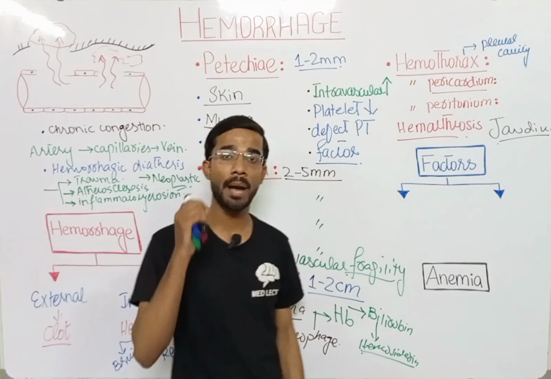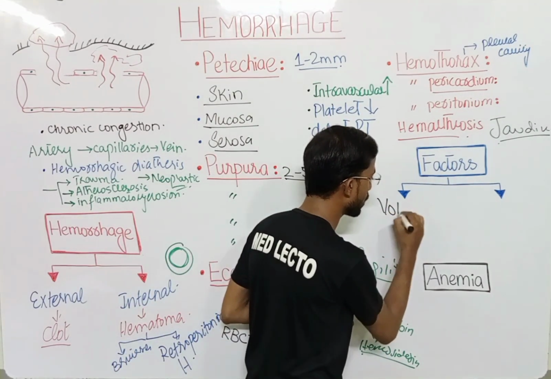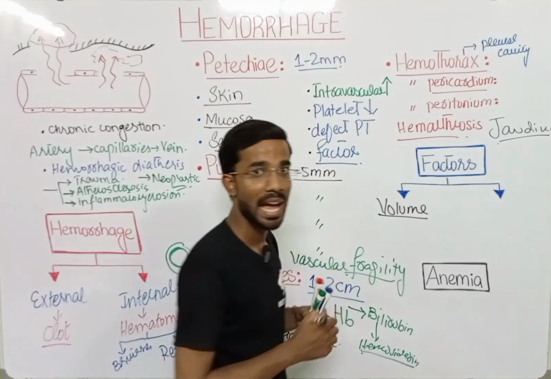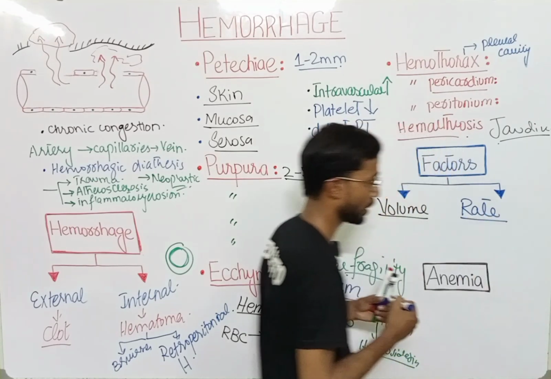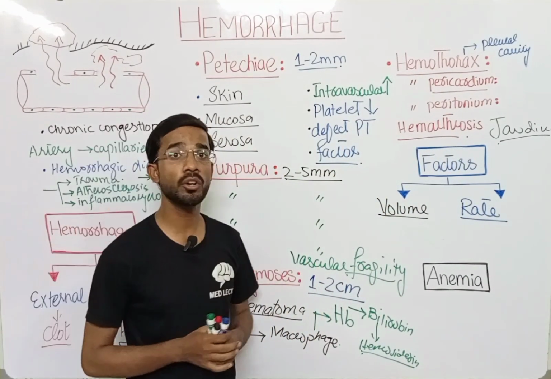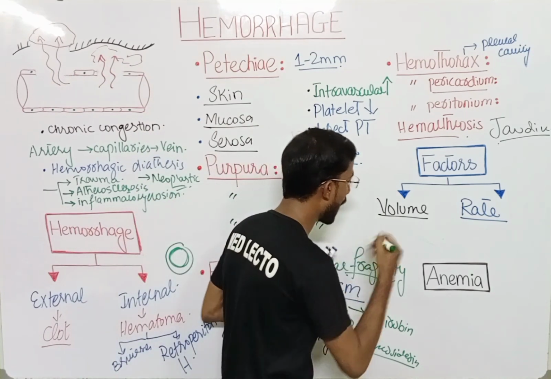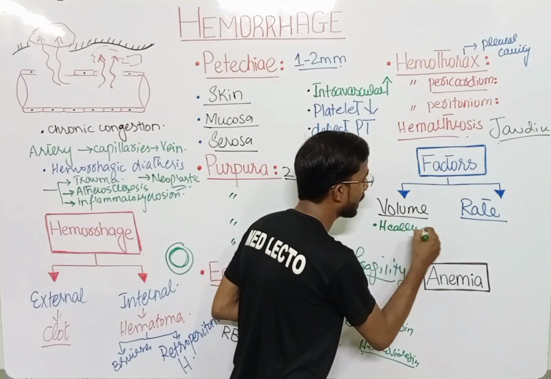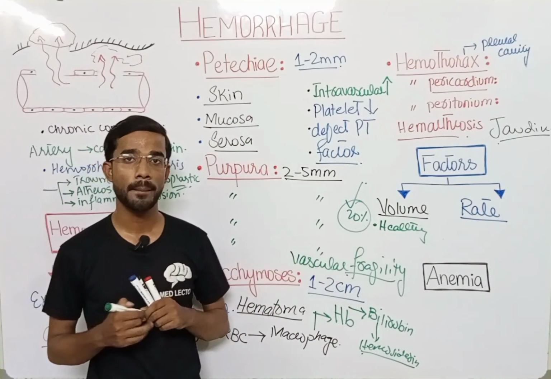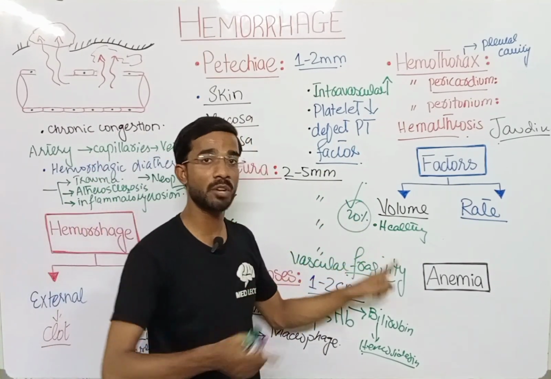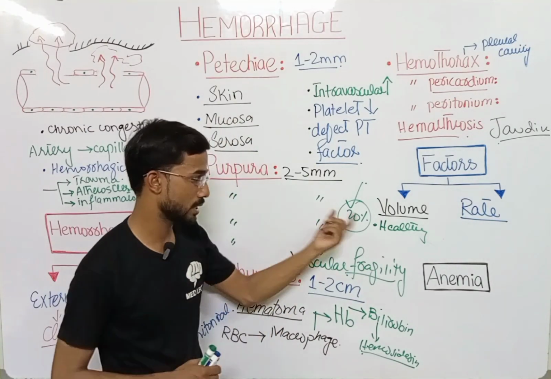Next you will see hemorrhage will depend on two factors. The first one is the volume of the blood loss and the second one is the rate at which the blood is lost during hemorrhage. So these are basically the two factors. In the volume of the blood, if we discuss that in a healthy person, 20% blood loss will not affect the healthy person, but an unhealthy person will be affected when we will see the 20% volume of the blood loss from the body. So this is the condition.